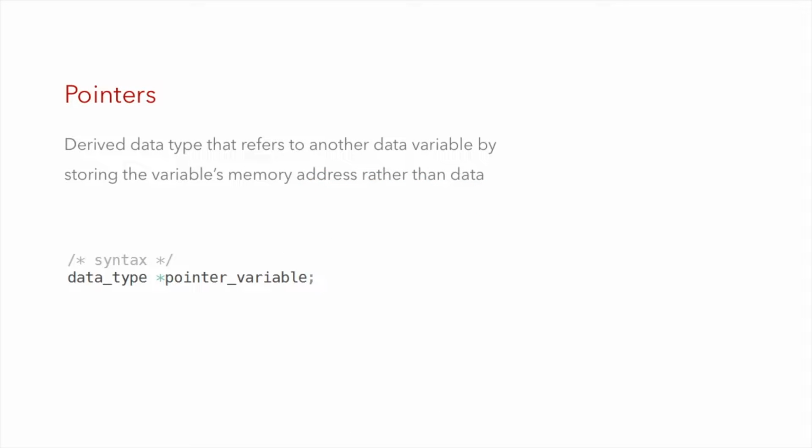So pointers is a very important topic in C++. We know that pointers are derived data types that refer to another data variable. We have seen pointers in C language in detail. We are just going to revise pointers and see how pointers are used in C++. So again, pointers are by definition nothing but derived data types which refer to another data or a variable, and they do that by storing the variable's memory address location. They do not store data as such.